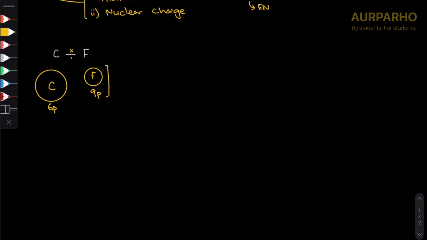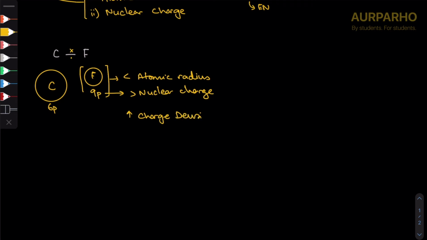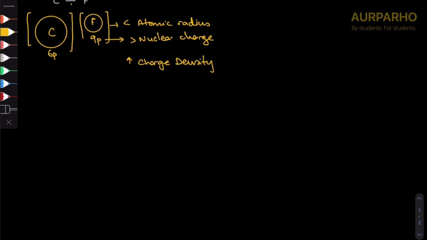Fluorine definitely has a greater charge density because it has a greater nuclear charge. So it has a greater nuclear charge, and it has a smaller size. Or in this case, you can just call it atomic radius, because that's what the size is dependent on. So it has a smaller atomic radius and a greater nuclear charge, hence it has the higher charge density. Now, because it has the higher charge density, it is more electronegative than carbon, which has 6 protons, which is relatively less than 9, and it is also bigger. So it has less charge density and hence is less electronegative than fluorine.